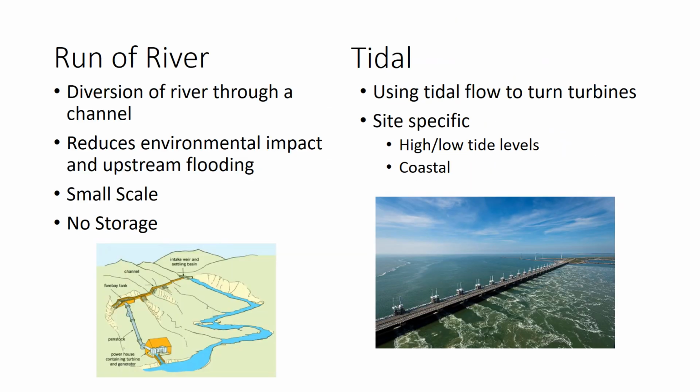Other ways that we can generate electricity from hydroelectric, so from water, is run of river. What run of river actually does is it diverts part of the river through a channel. That channel has the turbine in it, and so it flows through the turbine and back down into the river. It's reducing the environmental impact because you don't have that flooding impact that you had with the reservoir with a dam.